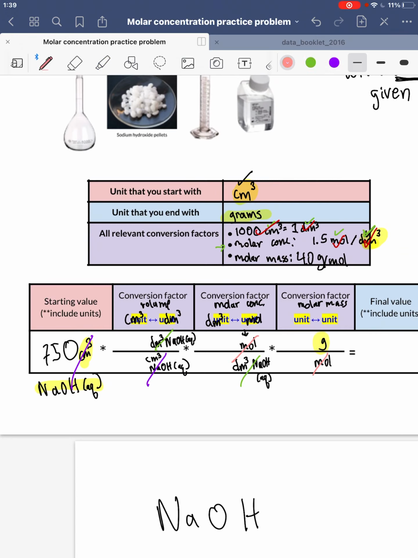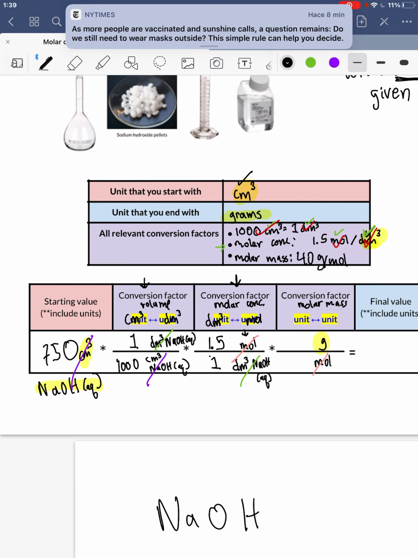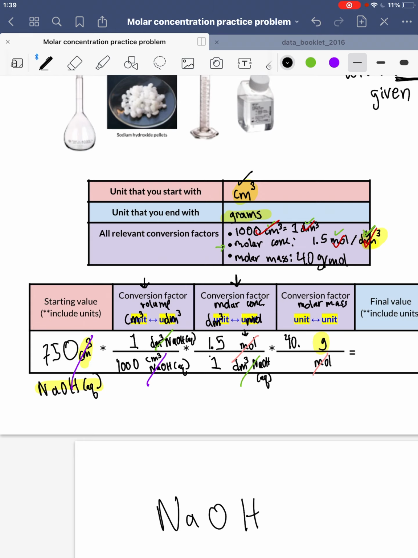All right, let's put in the numbers so that we can do our math here. So this conversion factor volume, how do these volumes relate? Well, in every 1 dm cubed, there's 1,000 centimeters cubed. For my next conversion factor, in this solution, for every 1.5 moles of NaOH, I have 1 dm cubed, 1 liter of solution. And then my molar mass. For every 40 grams, I have 1 mole.